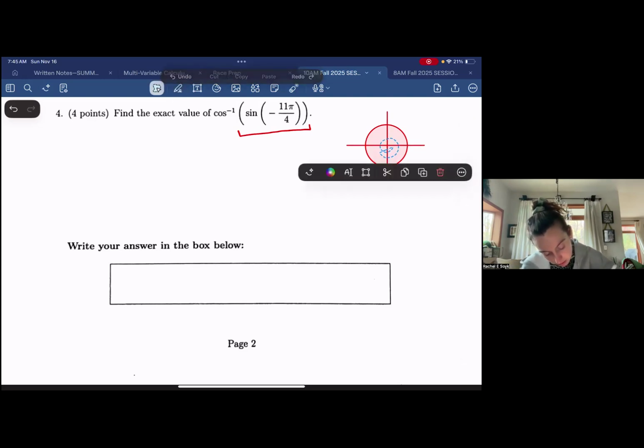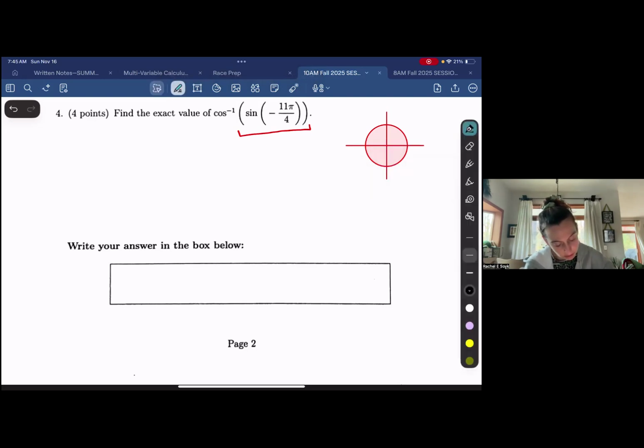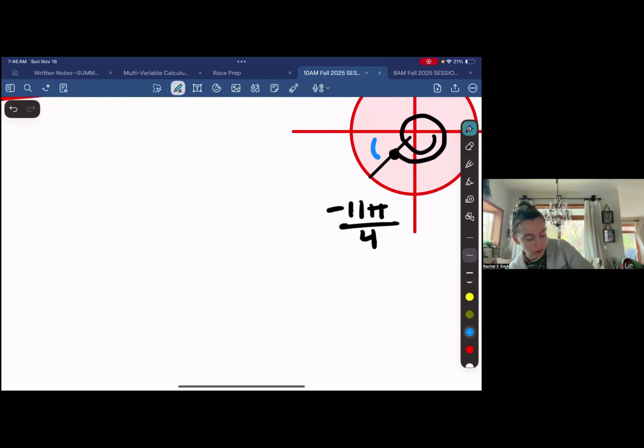Let me try and do this when it's paused. All right, good. So right there gives us very clearly negative 11 pi over 4. And then we can easily identify that this reference angle is going to be pi over 4.